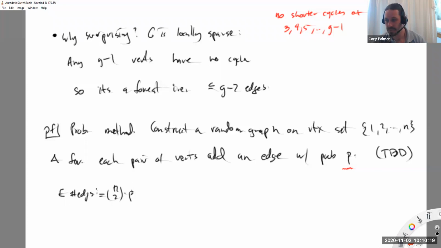If p is a constant, you're going to have n squared times a constant number of edges. Usually though, p depends on n somehow. Say I made p roughly 1 over n, then I'd expect my graph to have about n choose 2 times 1 over n edges, so roughly order n edges.